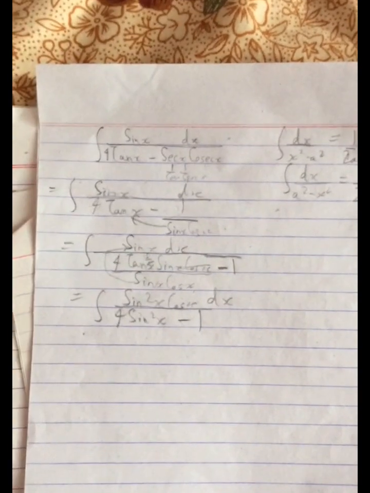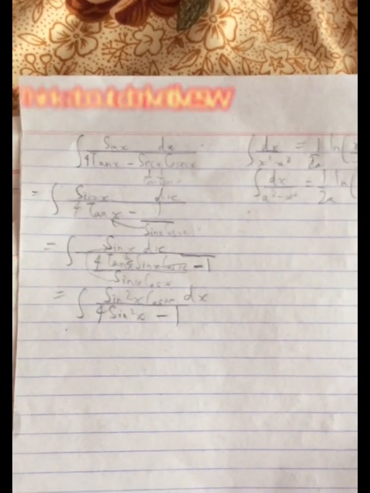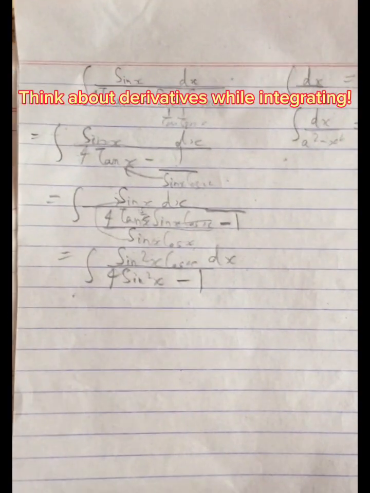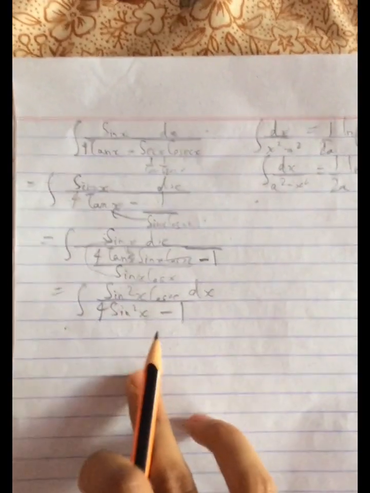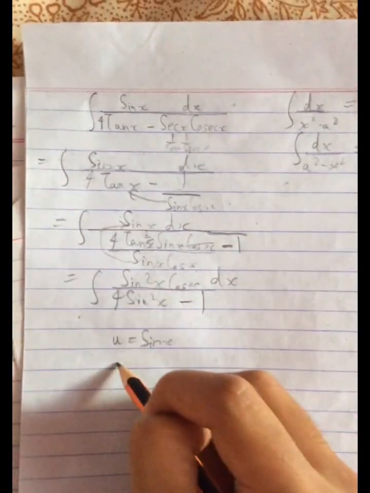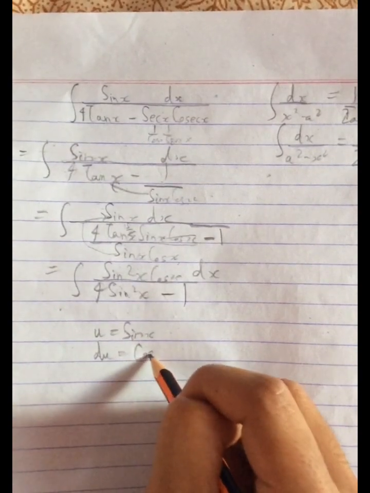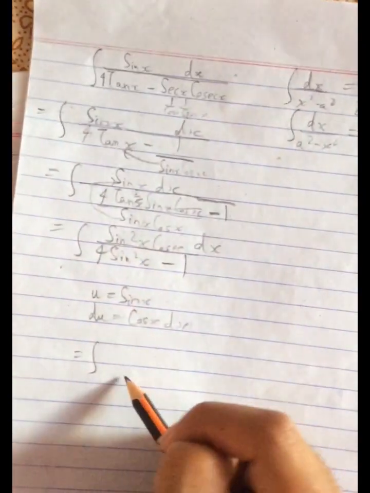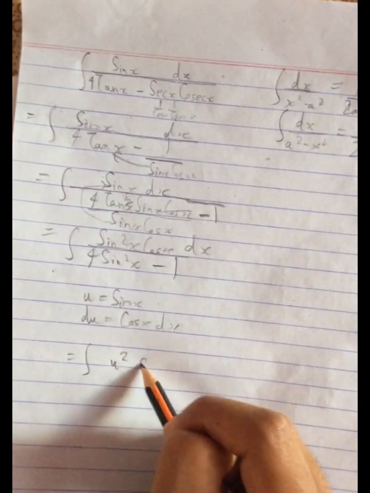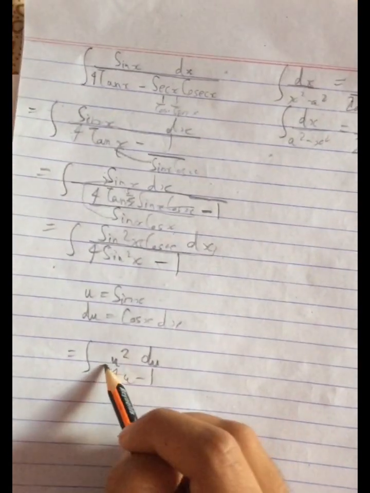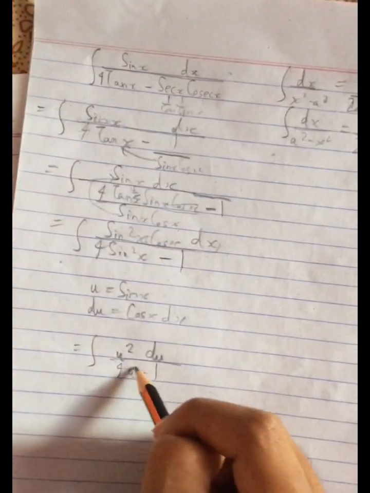Now, let's see what we can do next. If we're talking about integration, we should also think about derivatives in the steps we are confused in. So, what's the derivative of sin x? Aha, cos x. So, let's simply let u equal sin x, so that du equals cos x dx. So here we have u square du, for 4u square minus 1.